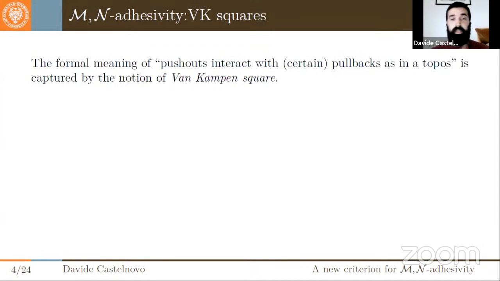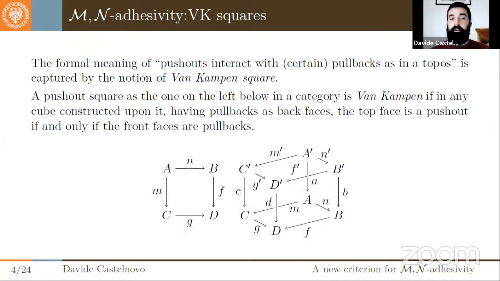So what is the formal meaning of push-out that interacts with pullbacks as in a topos? This is given by the notion of Van Kampen square. So we can start with a push-out square, like the one on the left, and we say that it is Van Kampen if in any cube, like the one on the right, in which the back faces are pullbacks, then the top face is a push-out if and only if the front faces are pullbacks. So this is called the Van Kampen property.